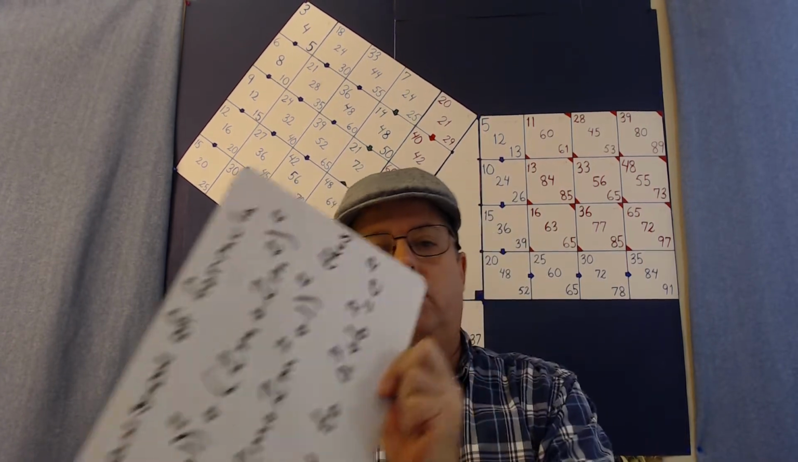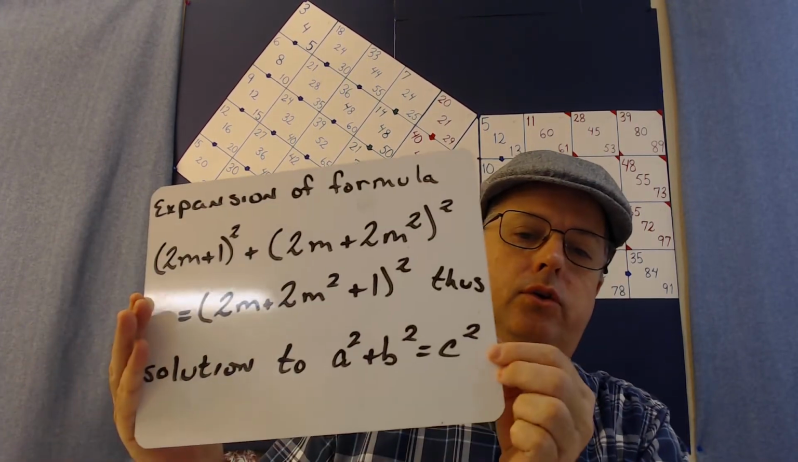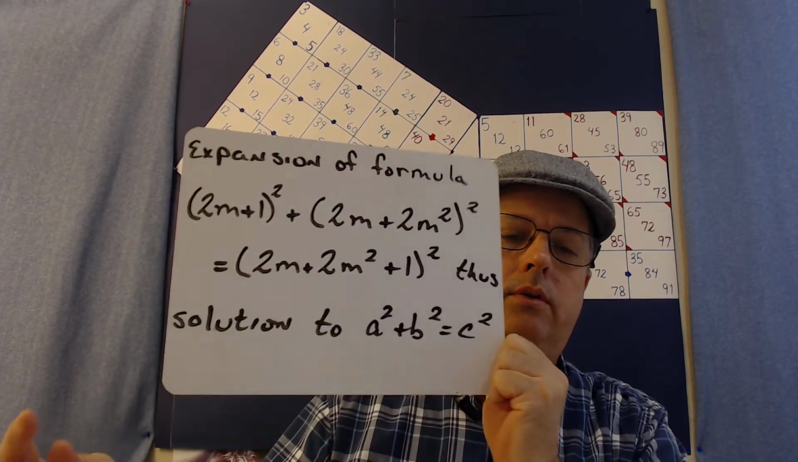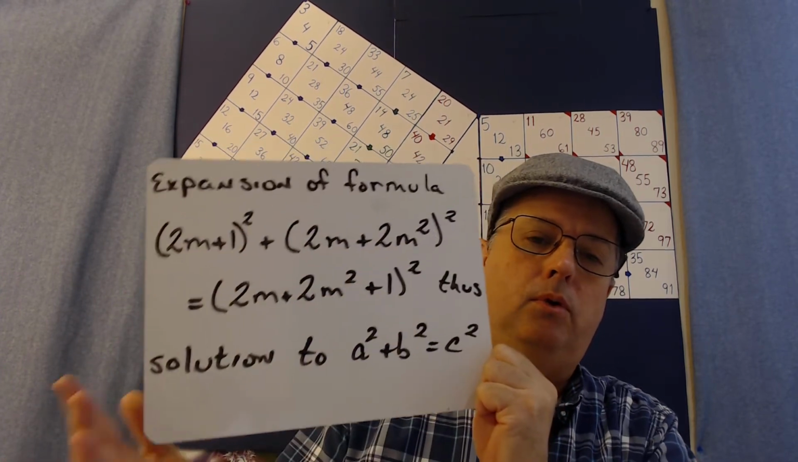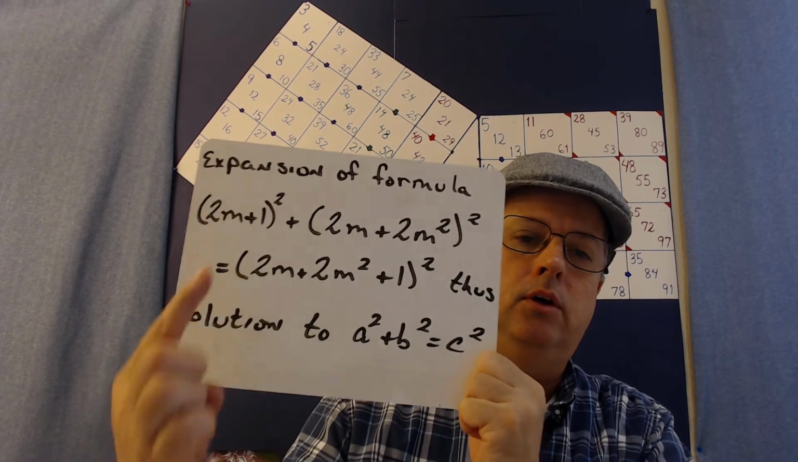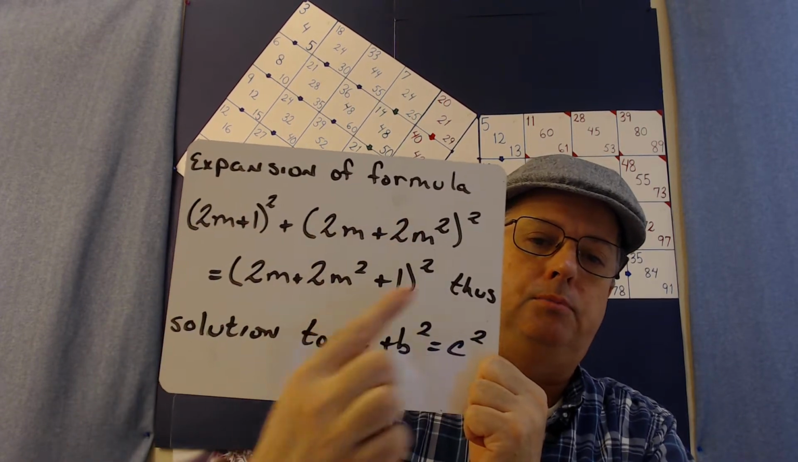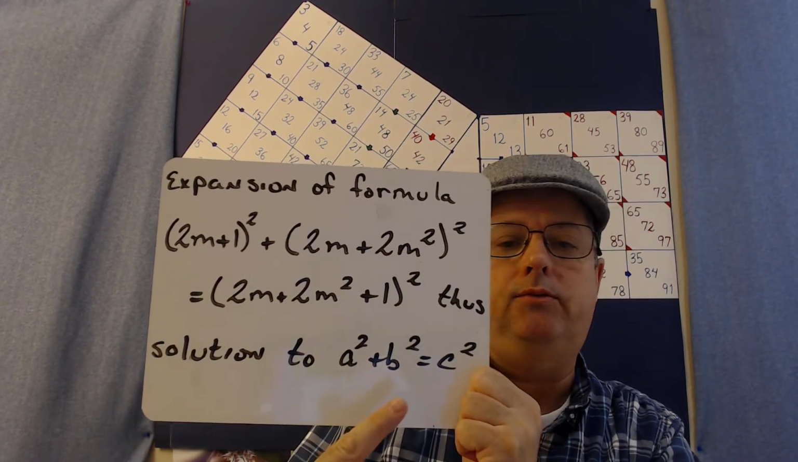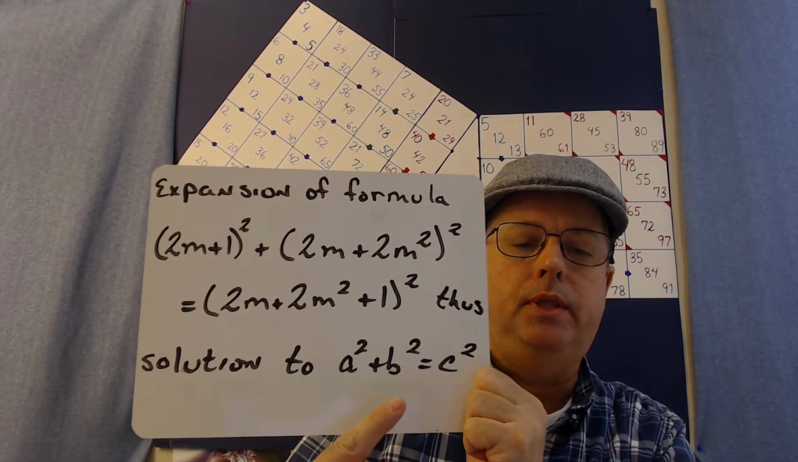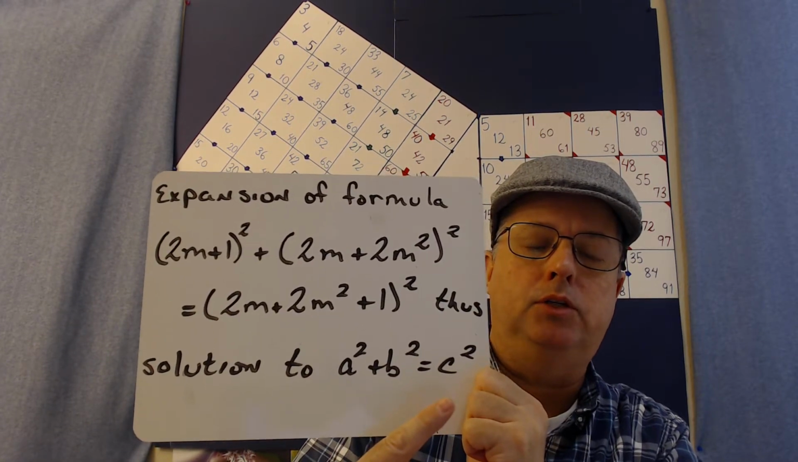And then we also looked at the expansion of the Pythagorean triple generating formula here. We expanded each of these expressions to show that it is in fact a solution to the Pythagorean theorem, a squared plus b squared equals c squared. So I encourage you to go back and watch or rewatch that video to get caught up on these ideas.